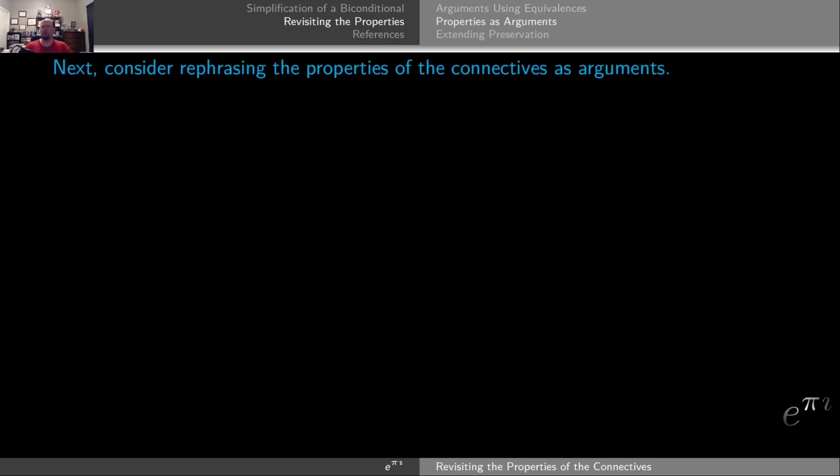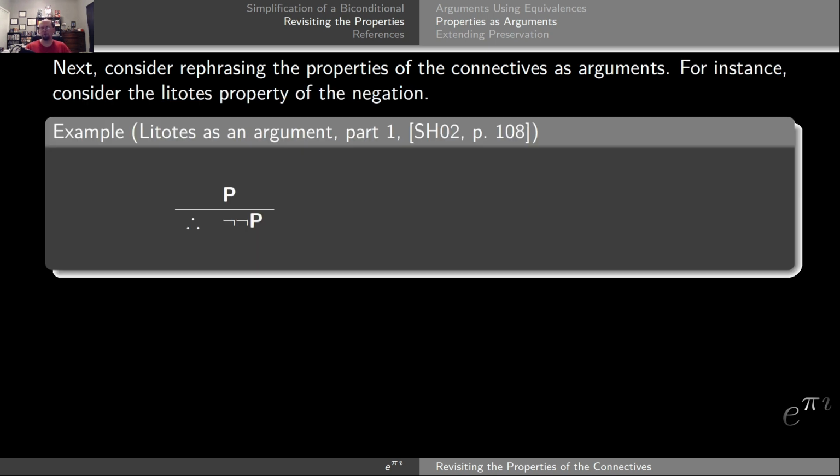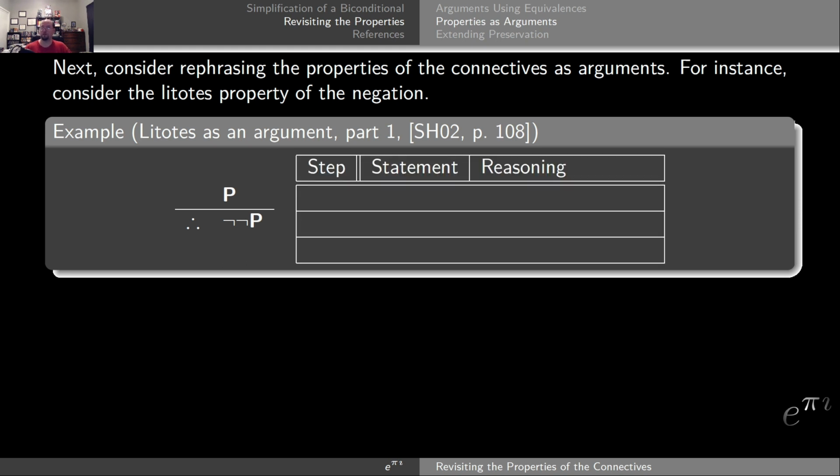Next, consider rephrasing the properties of the connectives as arguments. For instance, consider the litotes property of negation. I want to state it as an argument, and here's one way I can state it. P, therefore negation negation P. I want to show that this particular argument is valid. Well, here's a proof of this argument. The first step will be the first premise, which is P. I'm now going to pull the litotes property, which we've already shown is true. That is, P is equivalent to negation negation P. Using modus ponens with step 1 and step 2, I now conclude that negation negation P must be true, completing the proof.